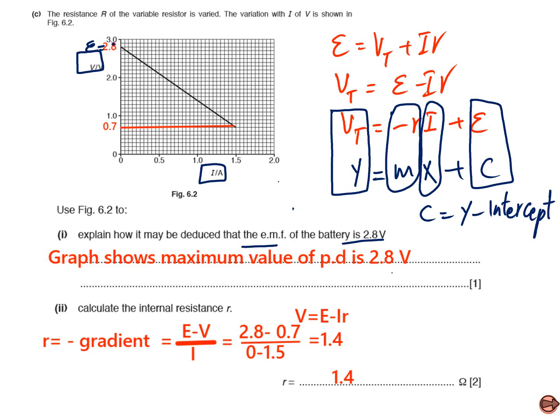So V at this point is equal to 0.7, and this is the EMF. And current we can also find. Current here is 0 and current here is 1.5. If we draw this line down, this is 1.5. Just plug in the values and we will get the value of the internal resistance.